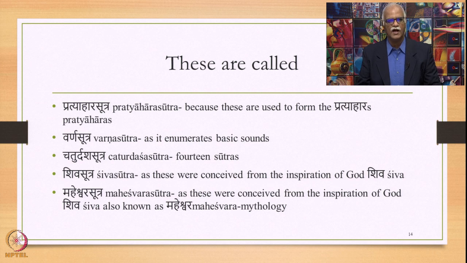This story is described in detail in the Nandikeshwara Kashika. So these are the various names with which these 14 sutras are referred to. They are also known as Akshara Samamnaya, Varna Samamnaya, etc.